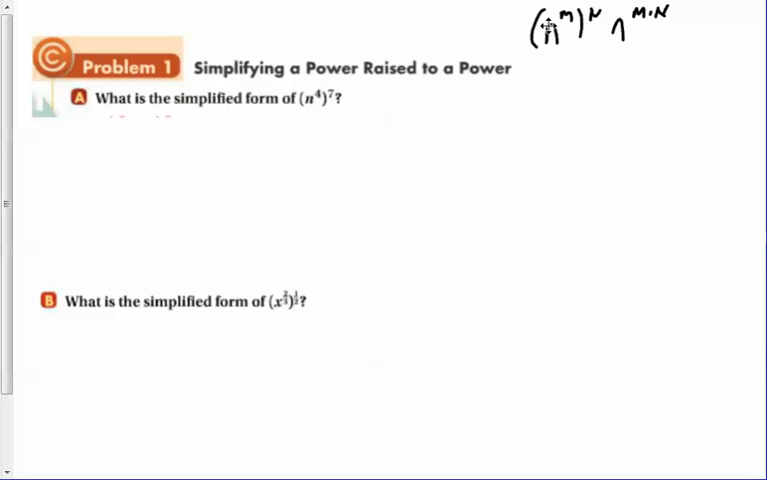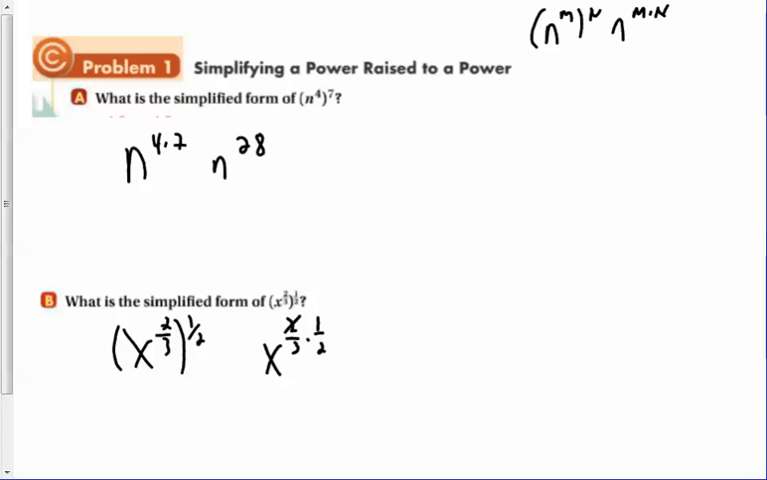So on this one, what's the simplified form of n to the fourth to the seventh? Well, that's just n to the 4 times 7, so n to the 28th. It applies to fractions too. So the second one, what's a simplified form of x to the 2/3 taken to the 1/2 power? Well, if you remember back when we did the basic skill stuff, that's just x to the 2/3 times 1/2. Well, then here you have mumbo jumbo, so it's x to the 1/3 power.